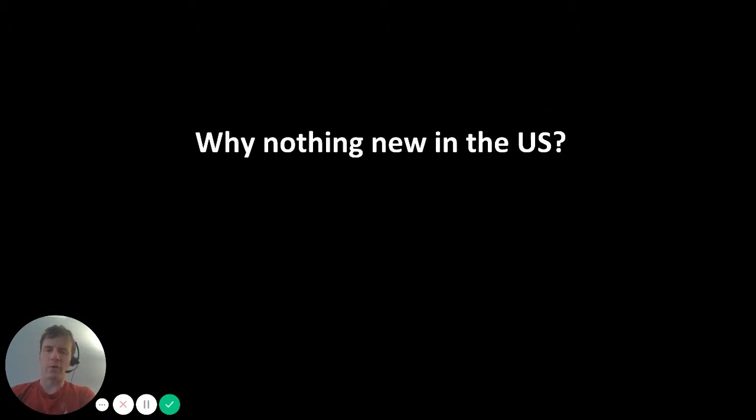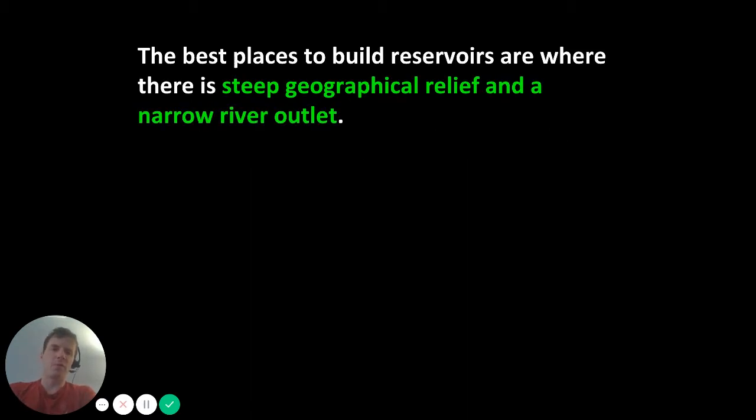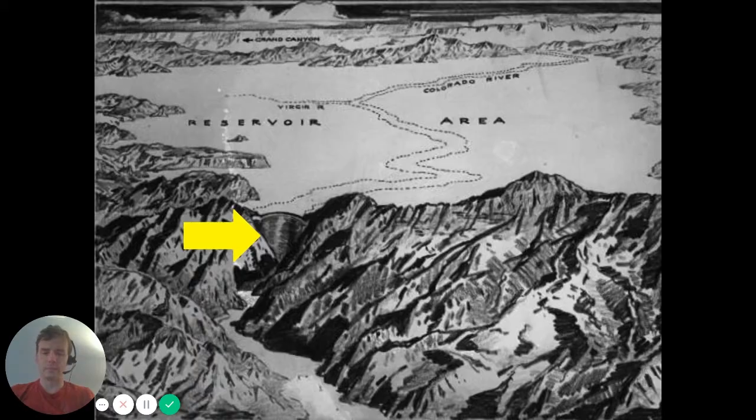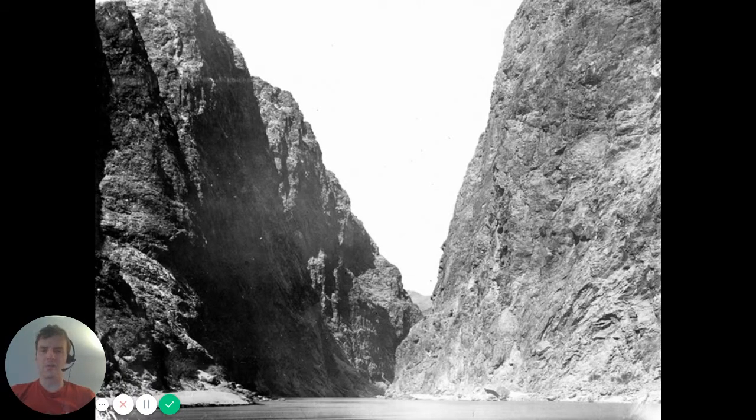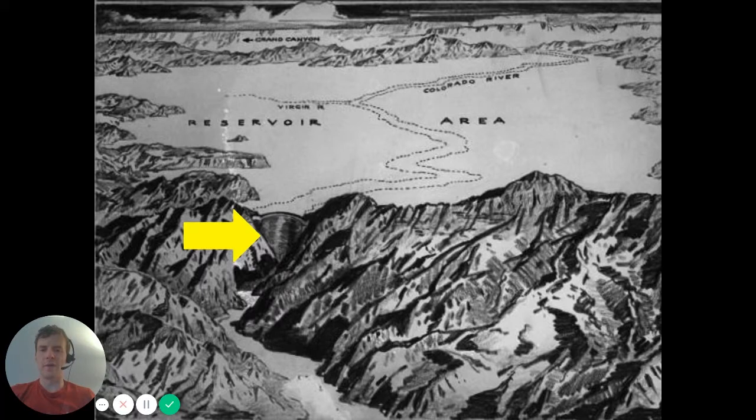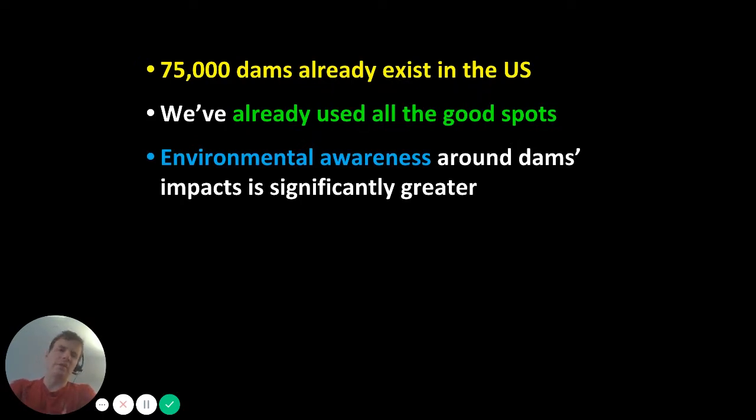So you might wonder why no new capacity is being planned in the United States. Now remember, the best places to build reservoirs are where there's steep geographical relief and narrow river outlets. So places like this, where we built the Hoover Dam on the Colorado River. In the United States, 75,000 dams already exist, and we've already used all the good spots. There are really not many places that fit all those criteria anymore.